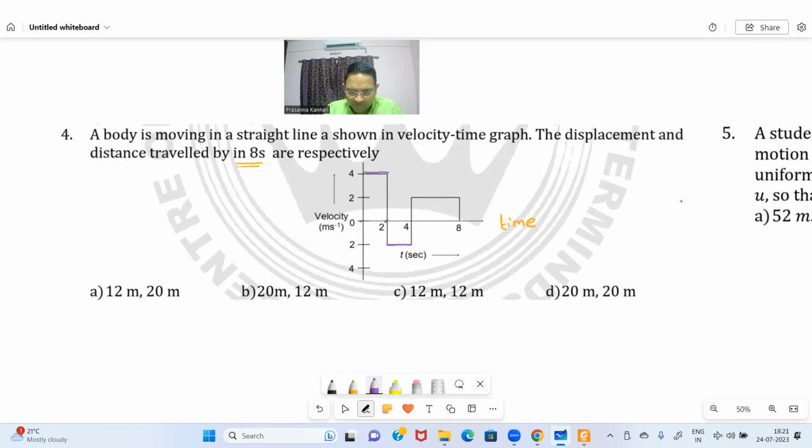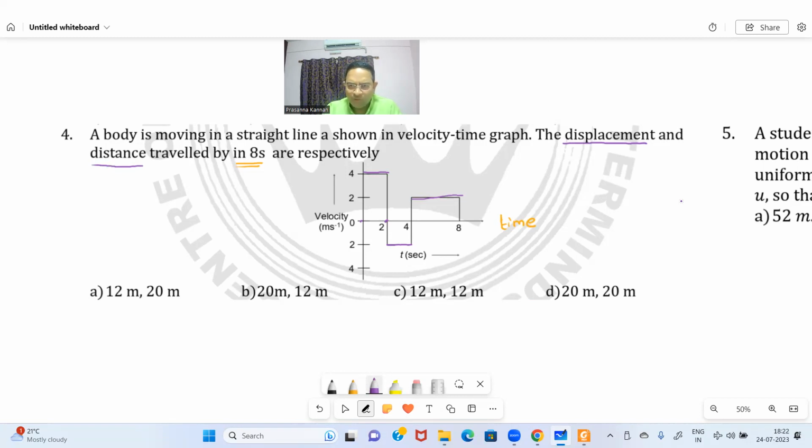Then after 4 seconds, from 4 to 8 seconds, it is once again changing the direction and moving in the original direction which it started, right? So are you able to understand this? Yes, sir. Good. Now next thing is, we are supposed to find two things here. We're supposed to find the displacement and we're supposed to find the distance.